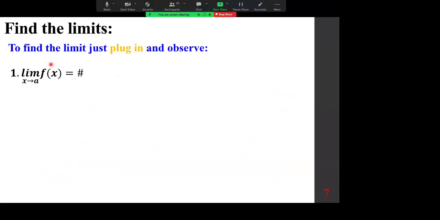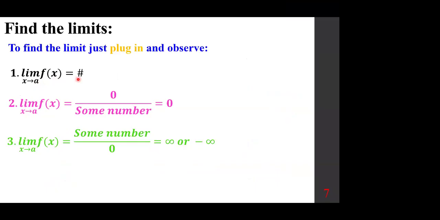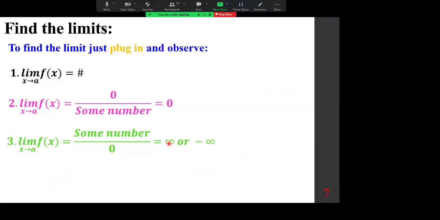So how do we find the limit? Just plug in and observe. For example, if you are interested in the limit of f of x as x approaches a number and you plug in and you get a number, you're done. You get 0 over some number, the answer is 0 and you're done. You get some number over 0, you have to further investigate. It's either negative or positive infinity.